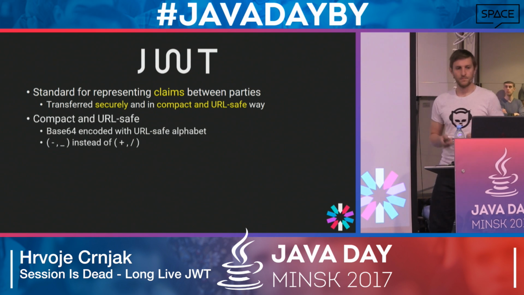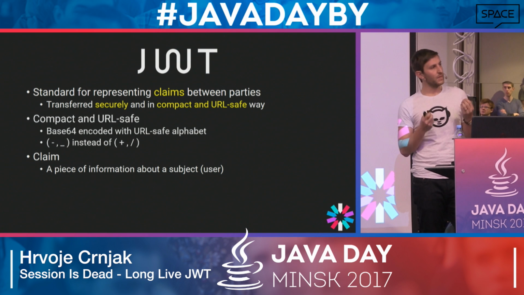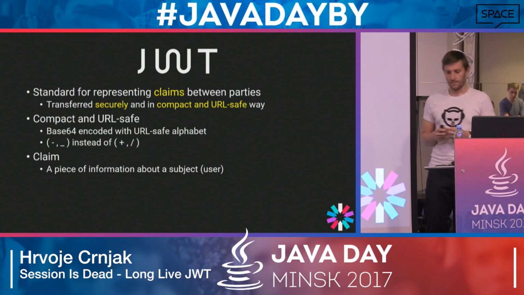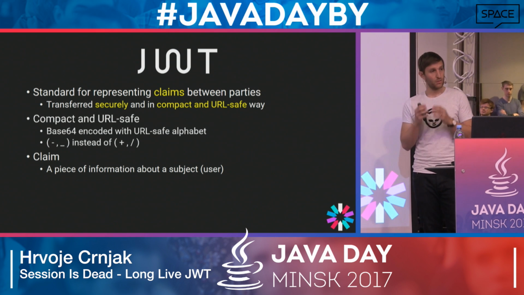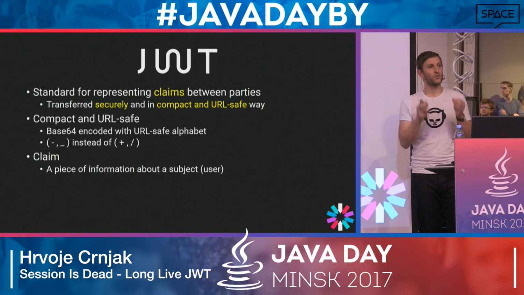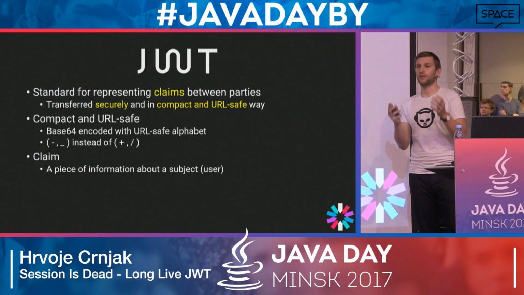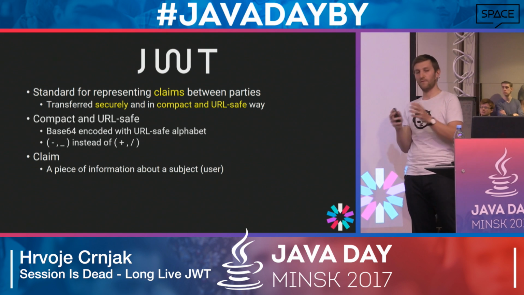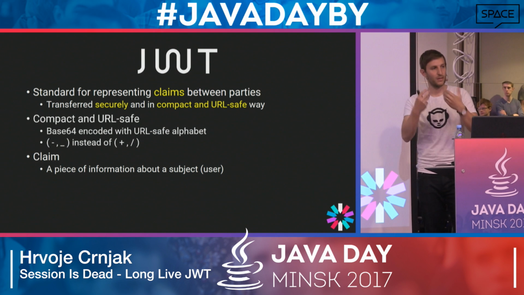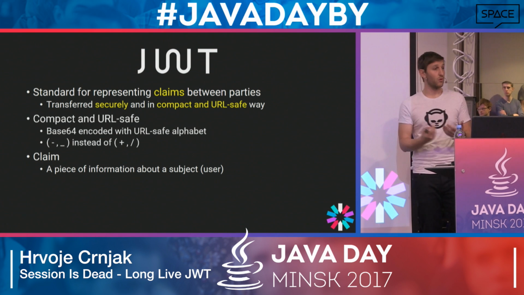So what is a claim? Well, a claim is a piece of information about a subject, and in JWT terms, a user is called a subject. Each JSON Web Token is created for a specific user, okay? So there are no general purpose tokens. No, instead, each one of them is created for a specific user, and each one of them holds information relevant to that user. And this information is called claims.